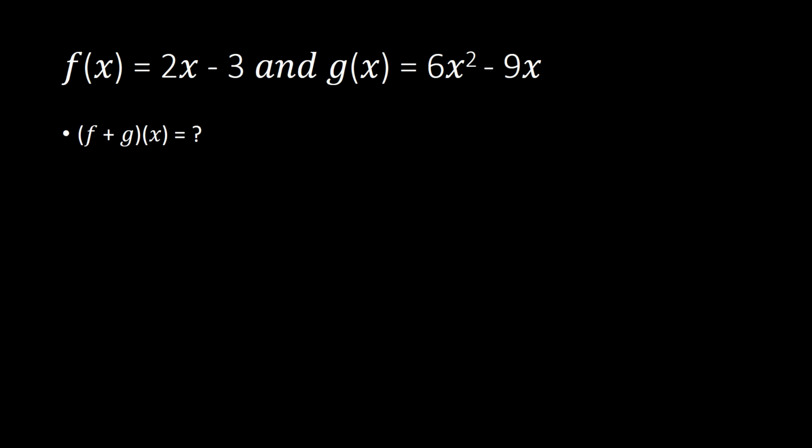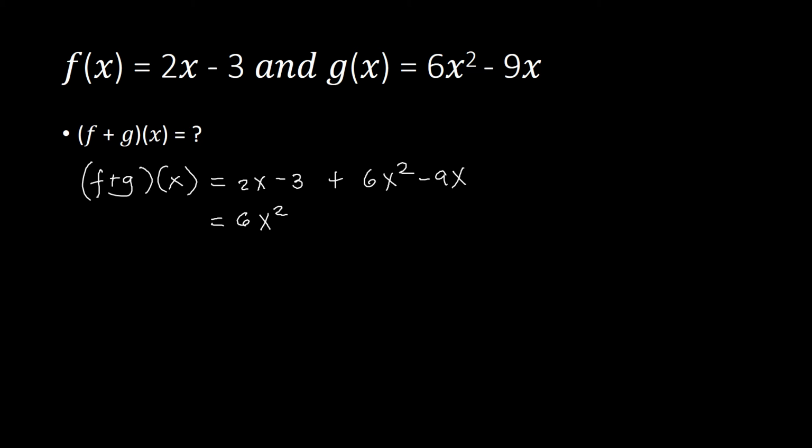So we have f plus g of x. That will be equal to f of x, which is 2x minus 3, adding that one to our g of x, which is 6x squared minus 9x. Then we try to write that one in order. So we start with 6x squared, then followed by this 2x here, then followed by the 9x, and then the minus 3. So let's now combine like terms, so 2x and negative 9x.